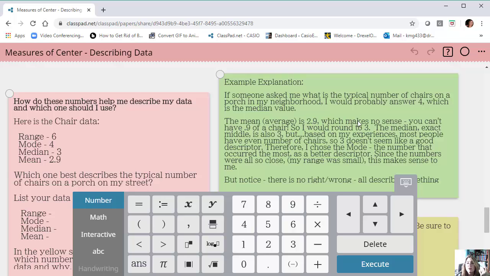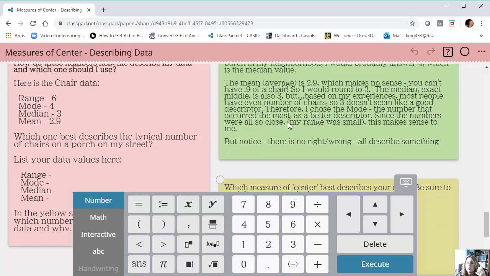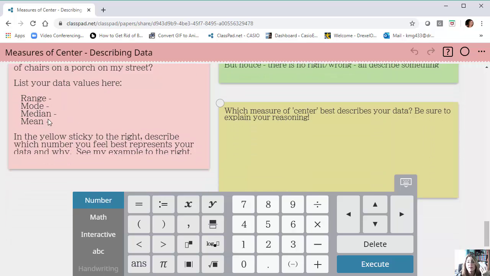I also talked about how 3 occurred more, and I could have chosen that as a representation. But I know, based on my neighborhood, that most people have an even number of chairs, whether it's 2 or 4. They tend to have an even number. So I went with 4 because to me it made more sense. They're so close, and my range is so small, that maybe it doesn't make a huge difference whether I said 3 or 4. That's what we're talking about: my reasoning is how I decide which one I'm going to use. And then they can think about, okay, we have our 4 numbers, which one's going to make the most sense for our situation, the data that we collected.